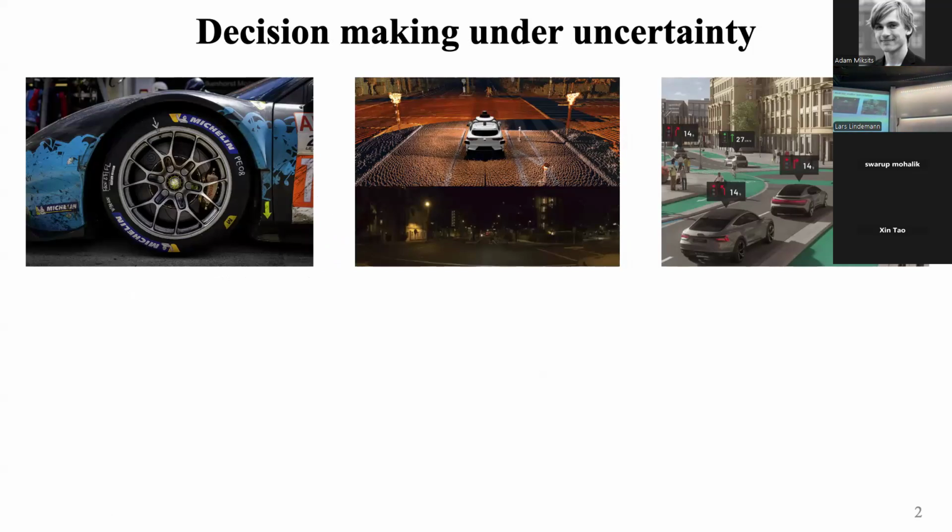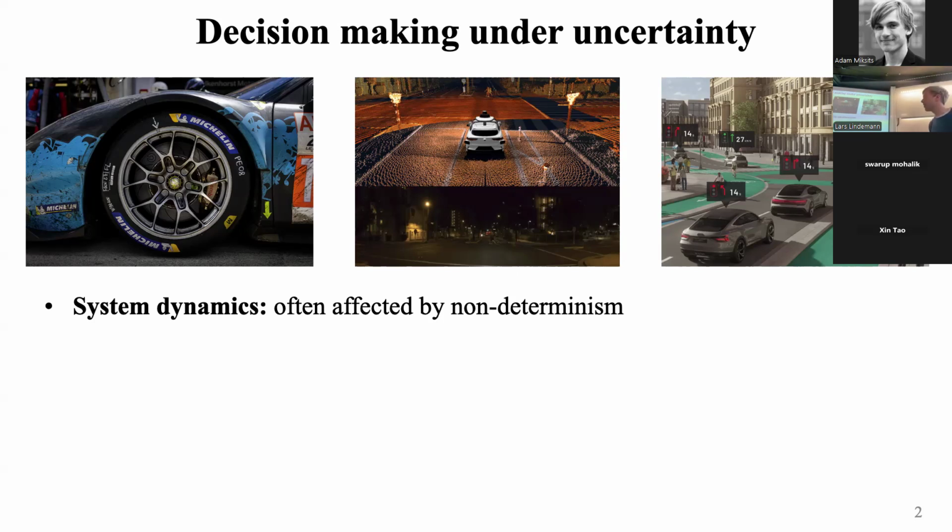So why would we be interested in solving decision problems under uncertainty? To begin with, the system dynamics may be stochastic or affected in some way by non-determinism. For instance, we work with Brembo, an Italian company. Gregorio is nodding, he knows them. They are interested in modeling braking behavior at high performance. I can't talk too much about details, but the issue is that when you're racing at high performance, it's really hard to model the dynamics accurately. So there's a lot of non-determinism involved.